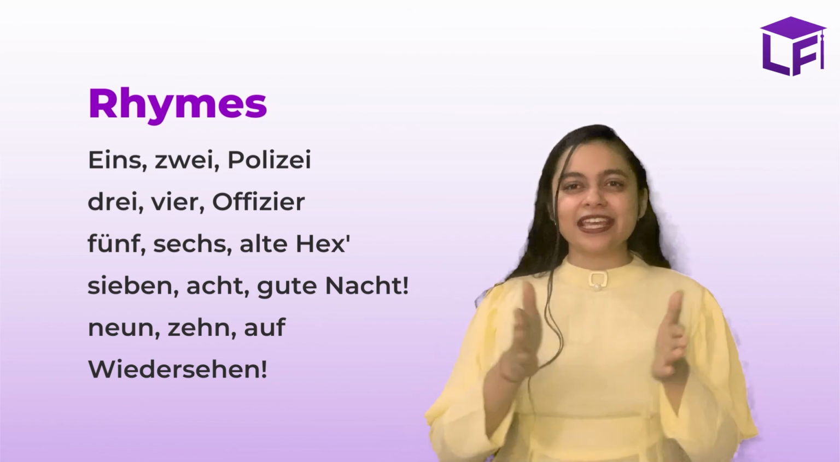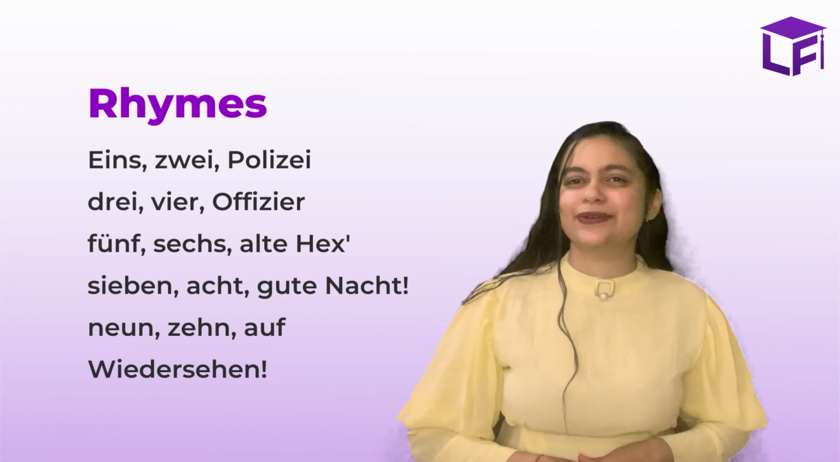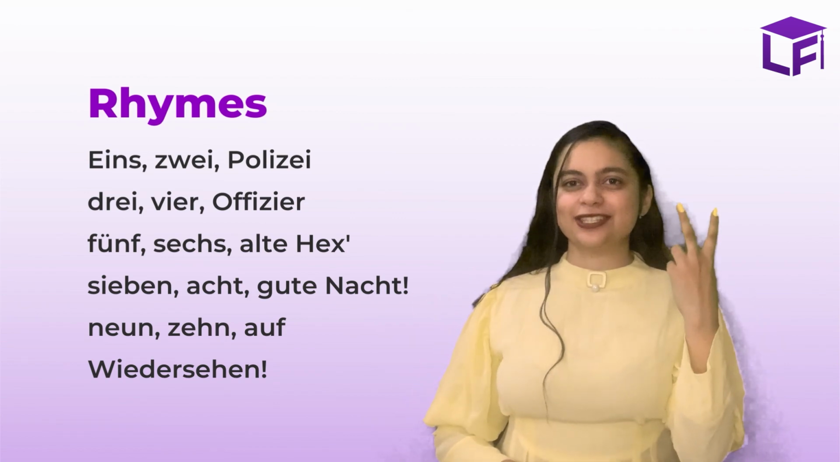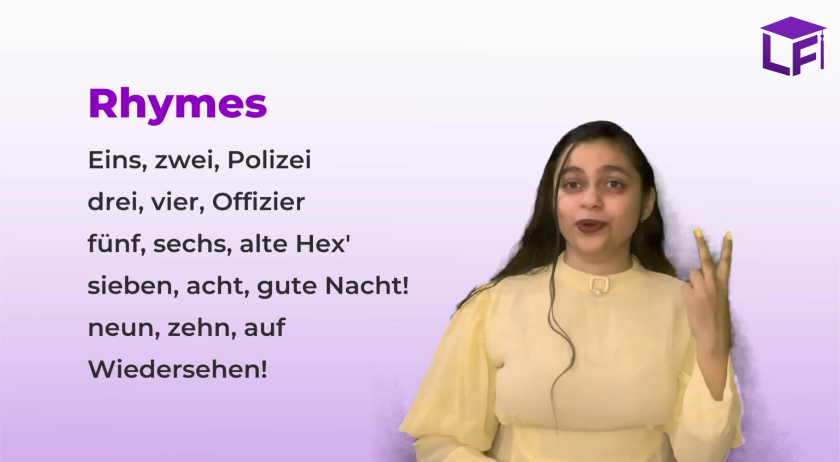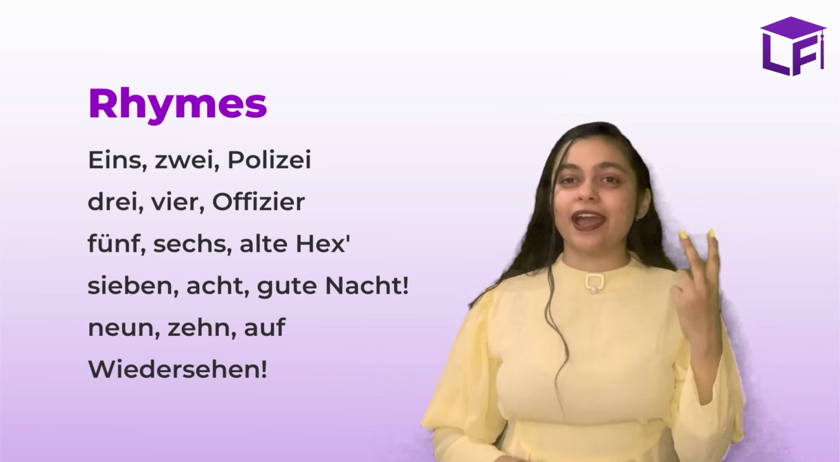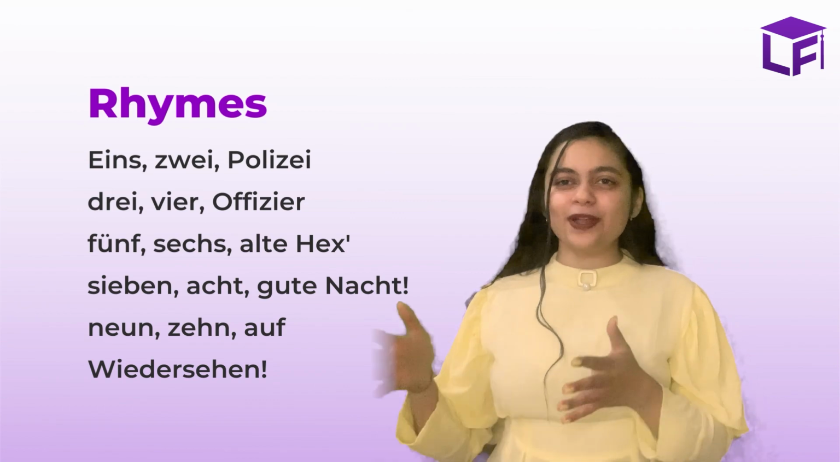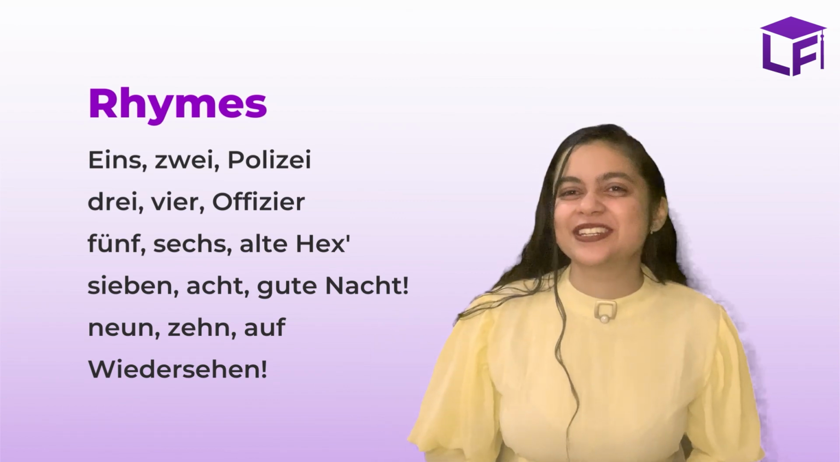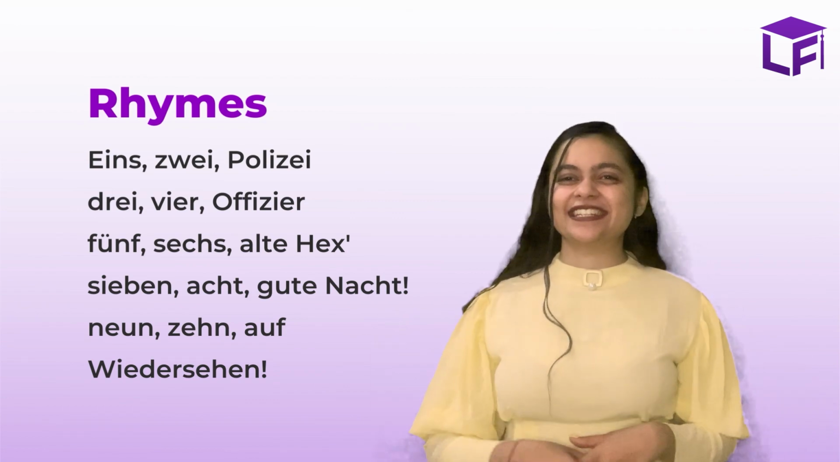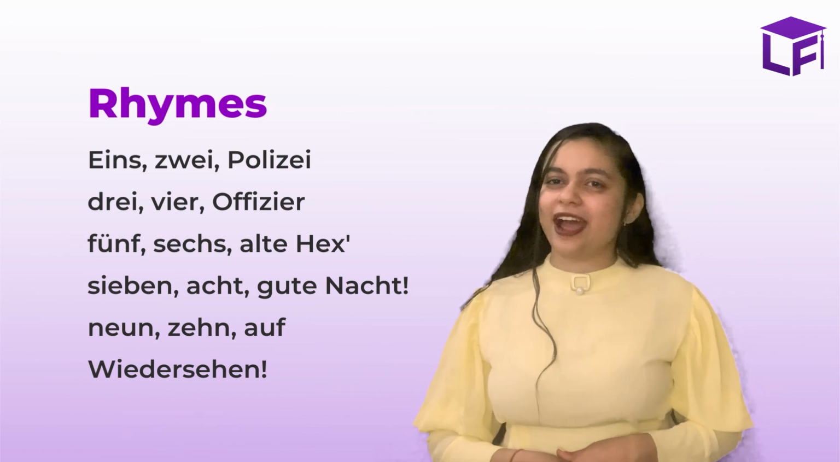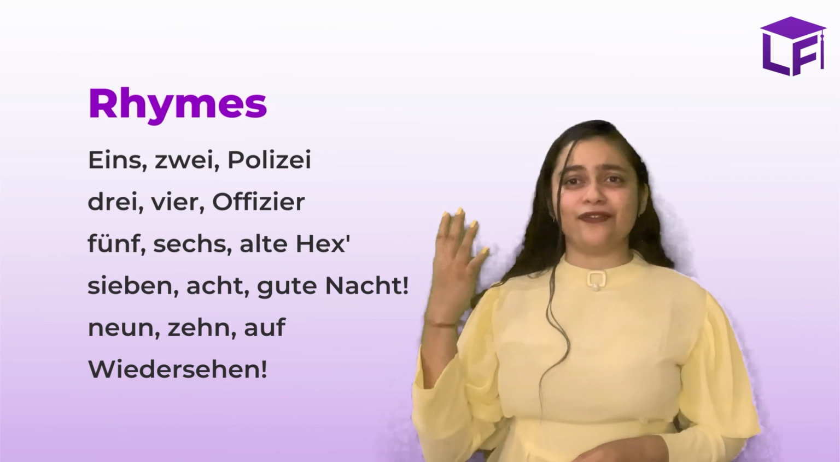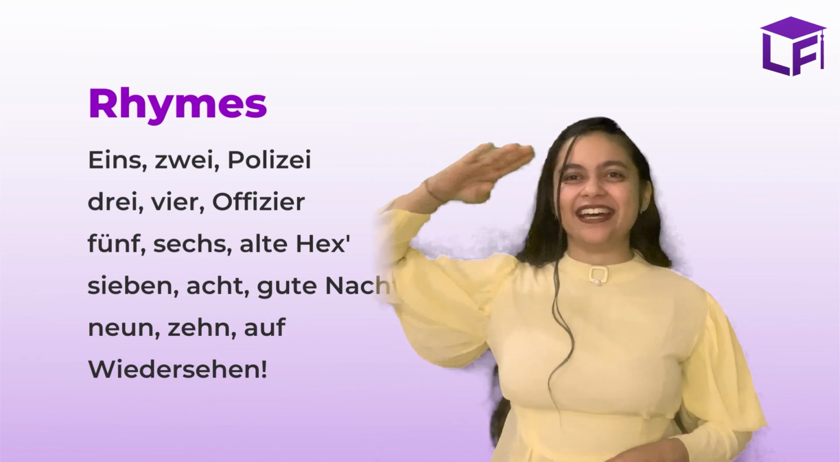Now, taking the rhyme slowly and steadily, you'll understand that 1, 2 is 1, 2. So, 1, 2, Polizei. Polizei is the police in German. Alright. Then, the rhyme says 3, 4, Offizier.